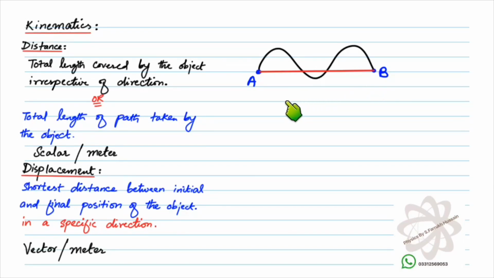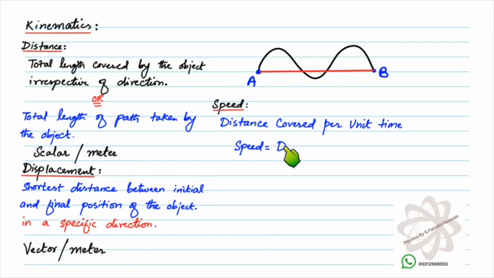If you cover distance from A to B and you move back to position A from where you started, the displacement will be 0 but the distance will not be 0. Now speed is distance covered per unit time. It means how much distance you have covered and how much time you took to cover that distance. If you take the ratio of these two physical quantities, you will get speed.